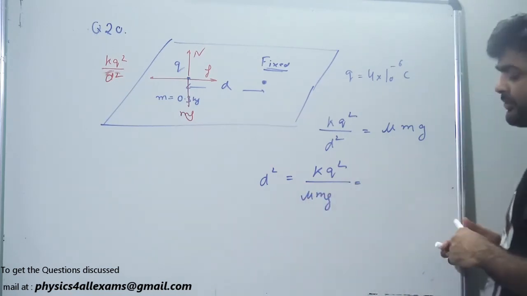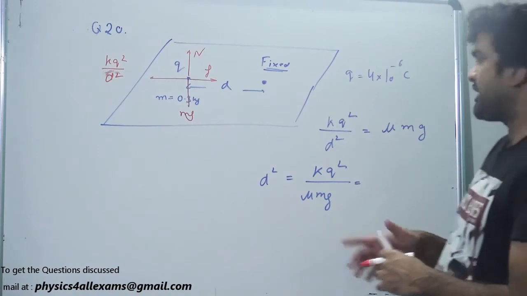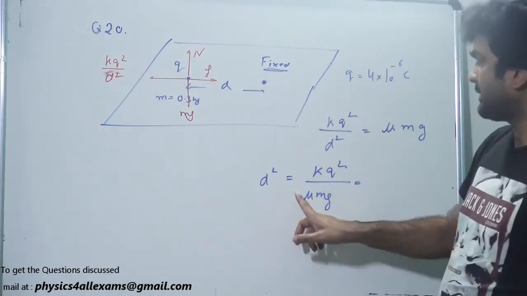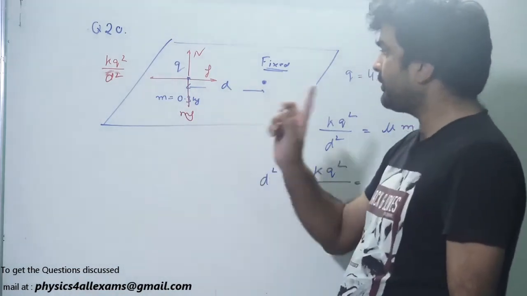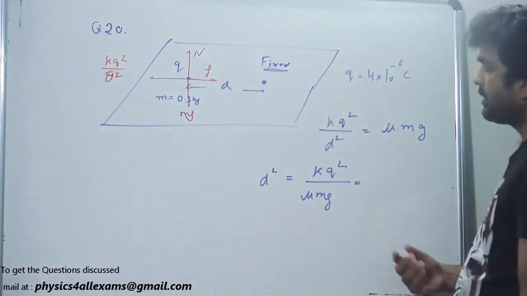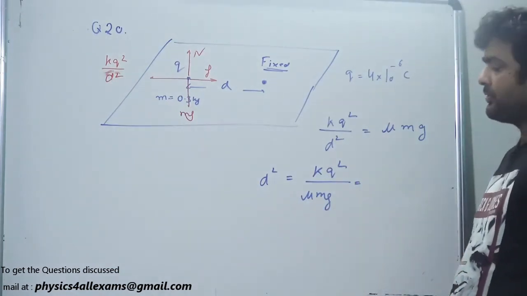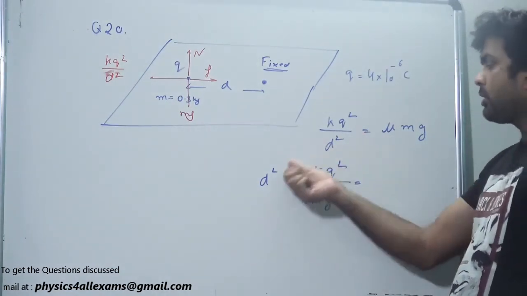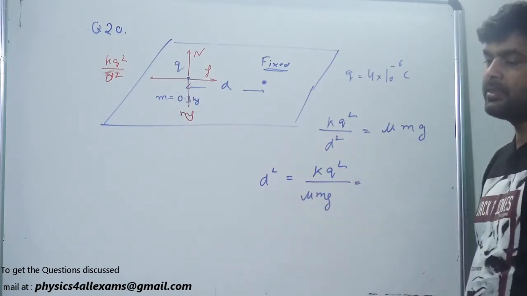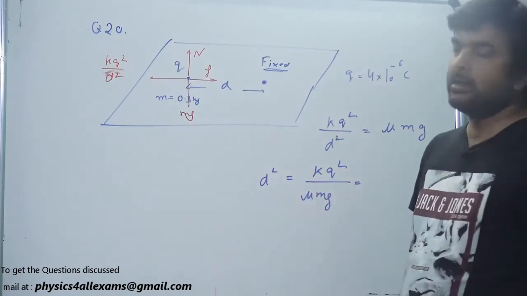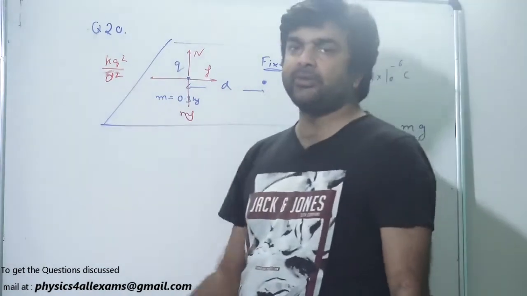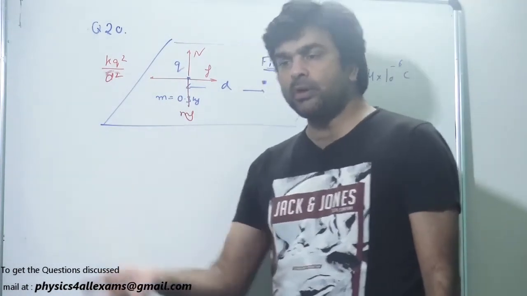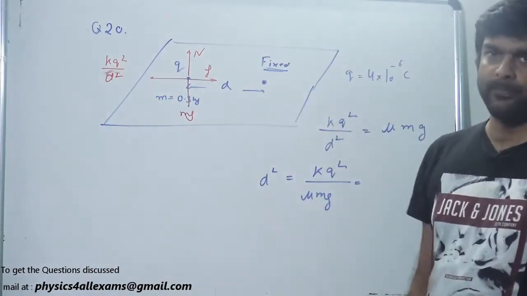K is known to us, Q charge is given, μ is 0.3, mass is given to us 0.3 kg, and g is known to us. We can solve for the value of d, and that will be the minimum value of distance between the two charges. If the actual distance is more than this distance, there is no problem.